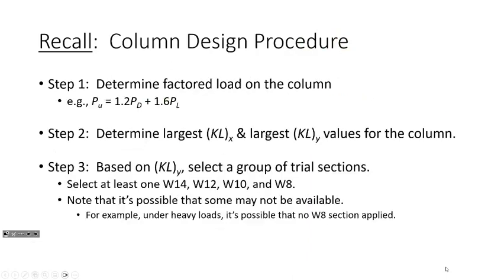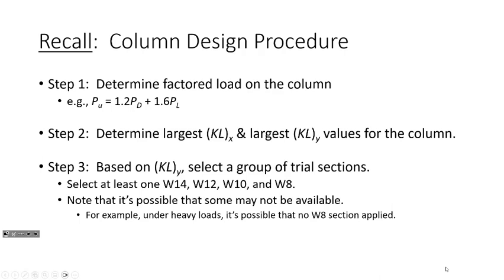Now for design, we factor our load, get the largest KLx and KLy for the column, and then, like last time, select trial shapes: a trial W14, a trial W12, a trial W10, and a trial W8. I am using the word trial very carefully, because unlike the last example, where it was apparent that the weak axis was going to govern and we knew they work, if the strong axis governs or potentially governs, we don't know. We have to check each one.